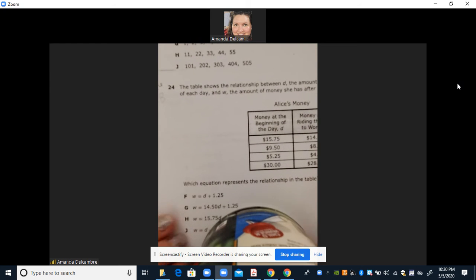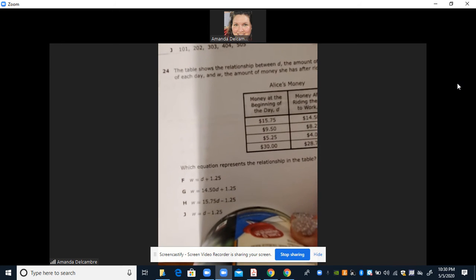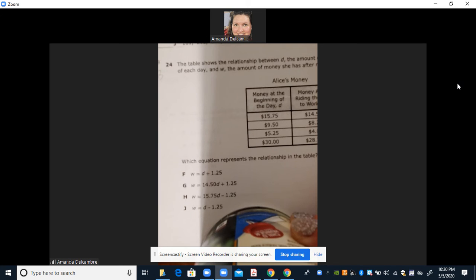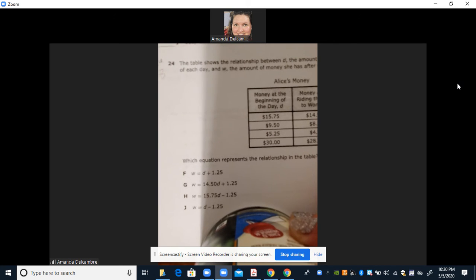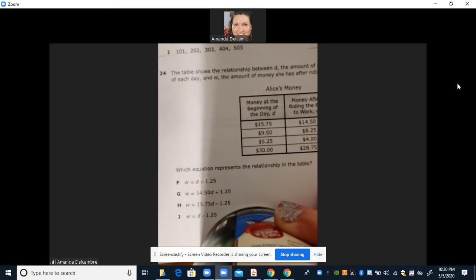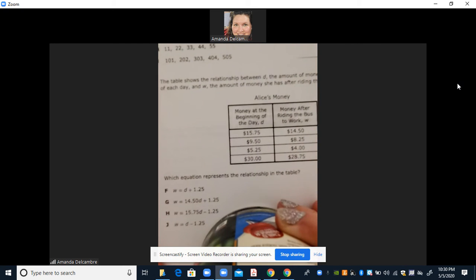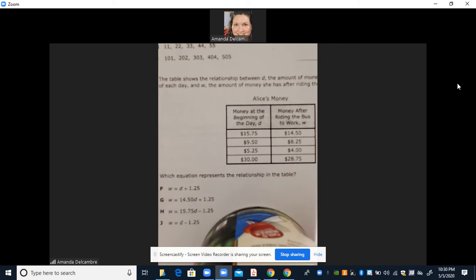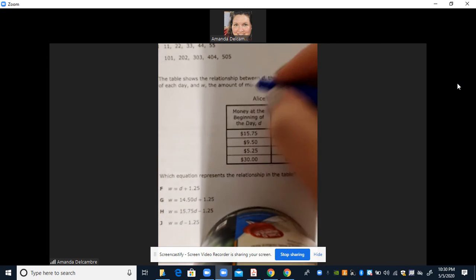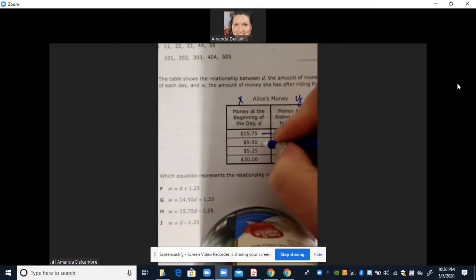Number 24, the table shows the relationship between the amount of money Alice has at the beginning of each day and W, the amount of money she has left after riding the bus to work. Which equation represents the relationship in the table? Okay, so looking here, just like X and Y, think of this as X and Y. How did you go from here to here? What did you do?